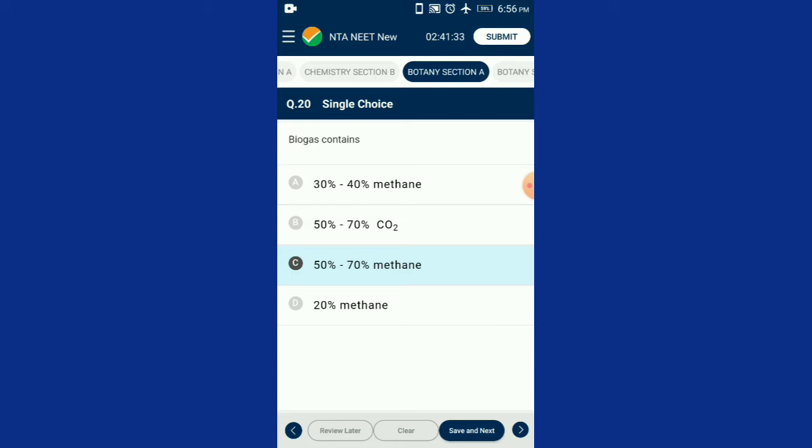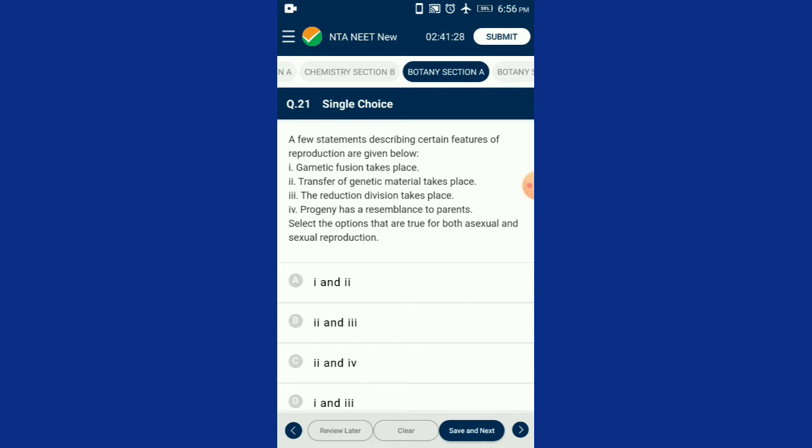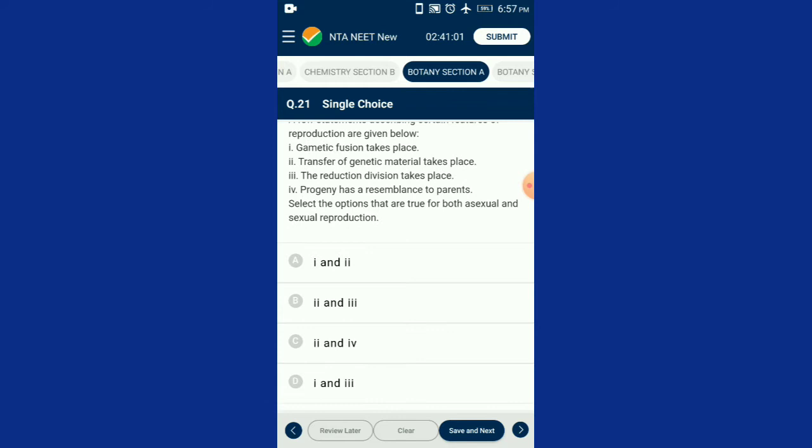Question number 21. A few statements describing certain features of reproduction are given below. In both asexual and sexual reproduction, there is a transfer of genetic material. In asexual reproduction, the progeny has an exact resemblance with parents, and in sexual reproduction, the progeny has some resemblance with parents. So the answer for this question is option C.